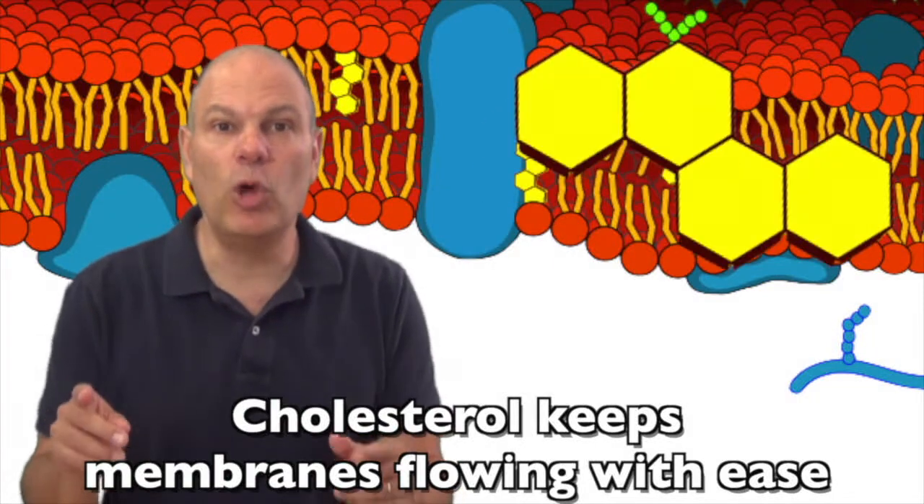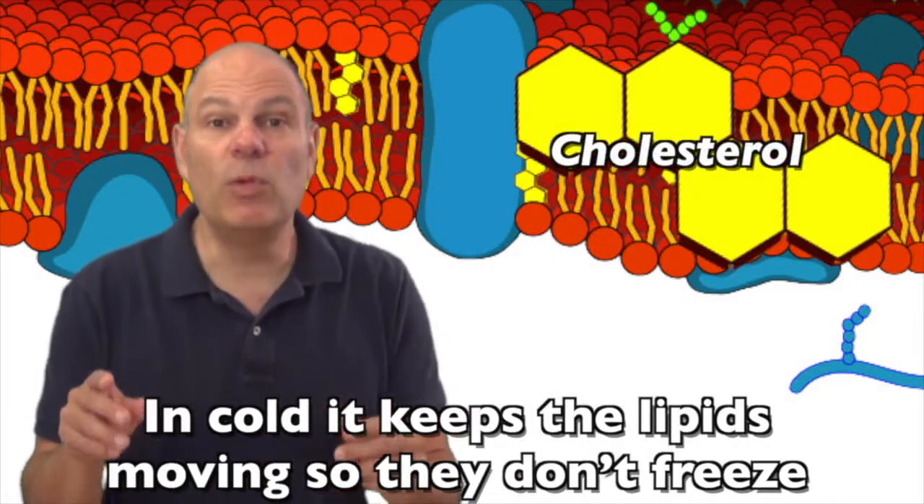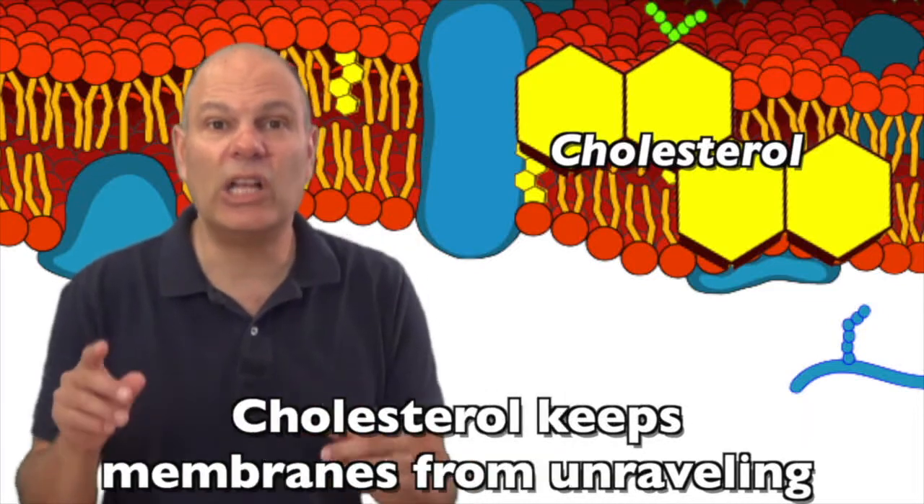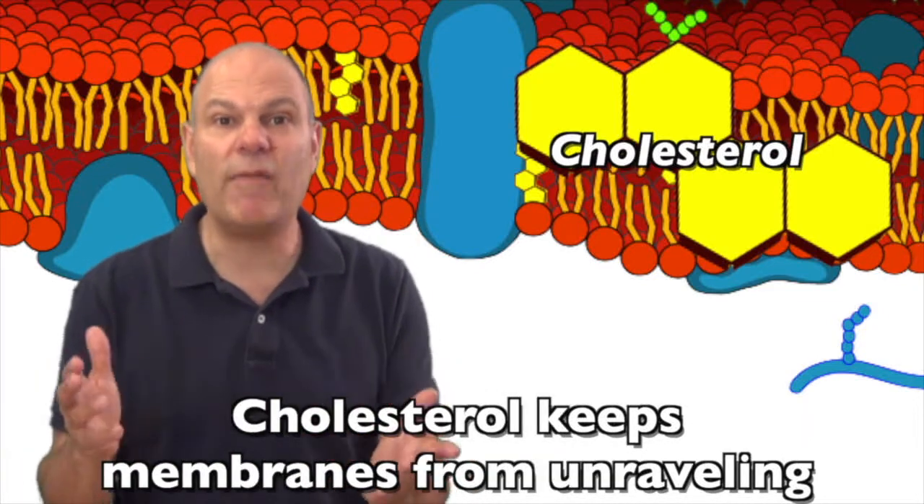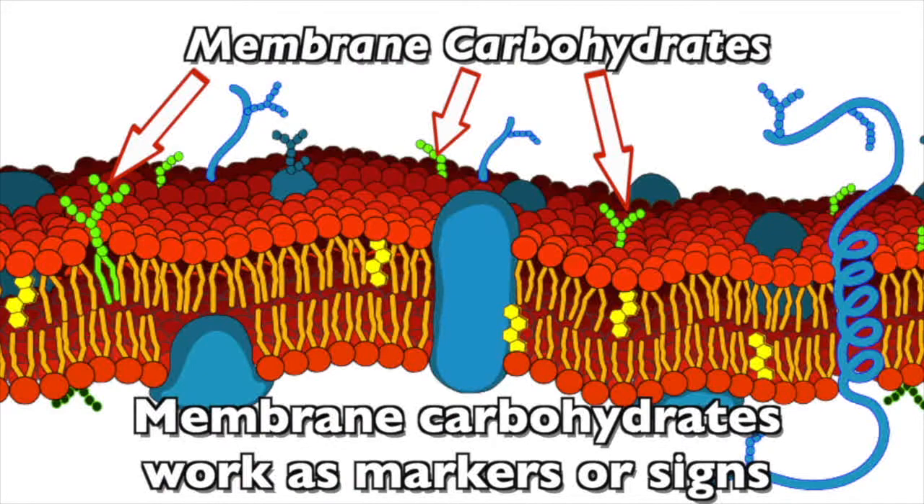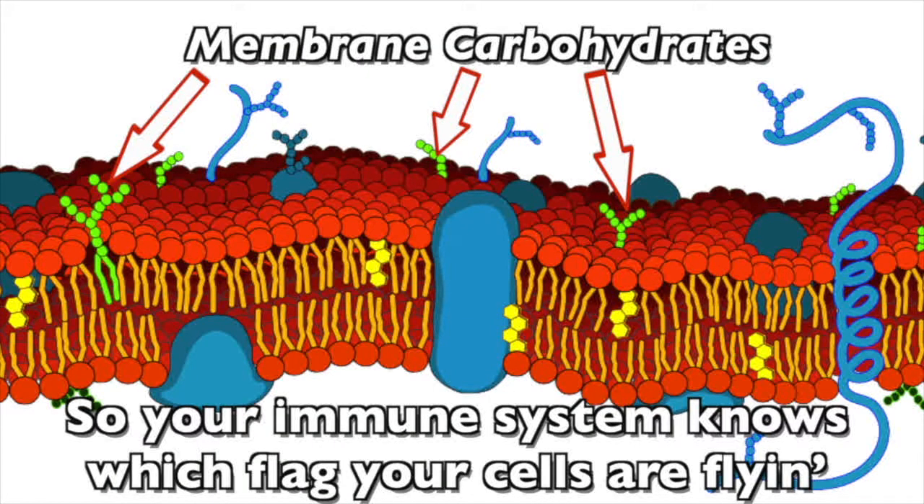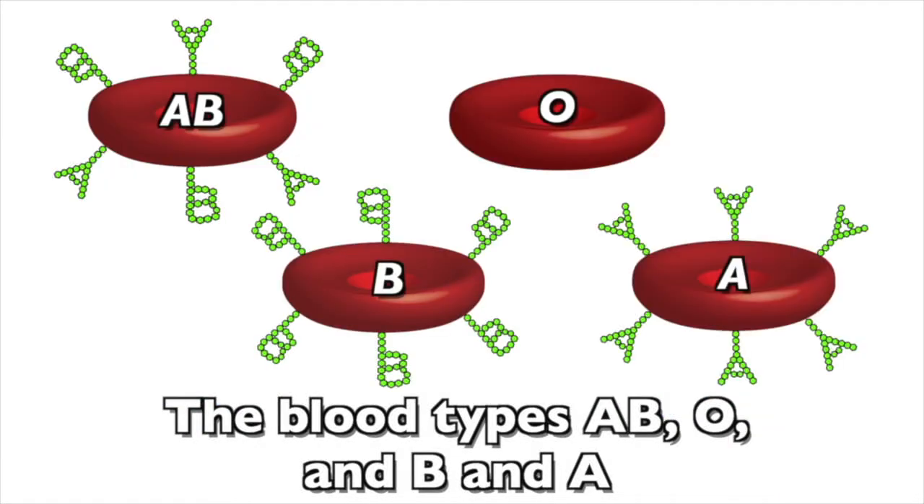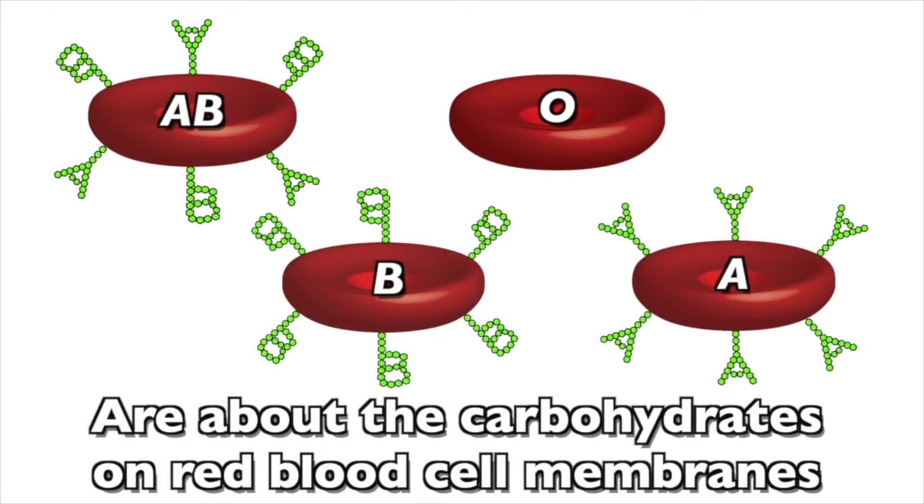Cholesterol keeps membranes flowing with ease. In cold it keeps the lipids moving so they don't freeze. In heat it slows the lipids down, limiting their traveling. Cholesterol keeps membranes from unraveling. Membrane carbohydrates work as markers or signs, so your immune system knows which flag your cells are flying. The blood types A, B, and O are about the carbohydrates on red blood cell membranes.